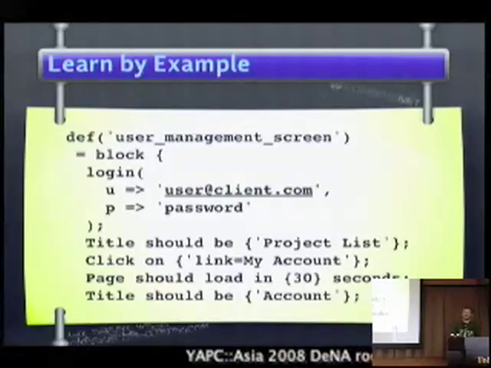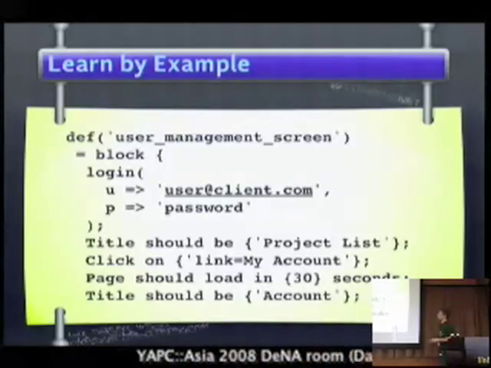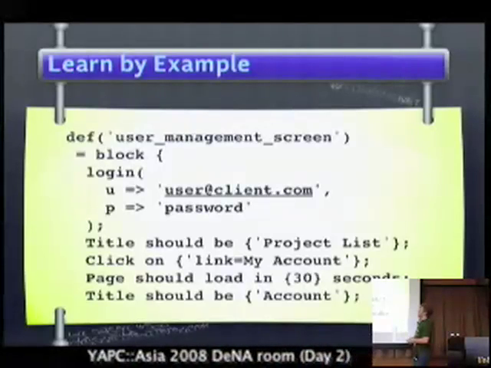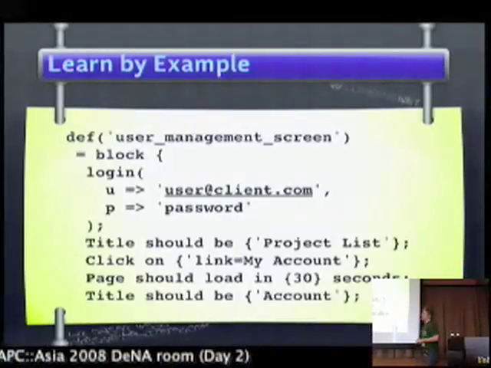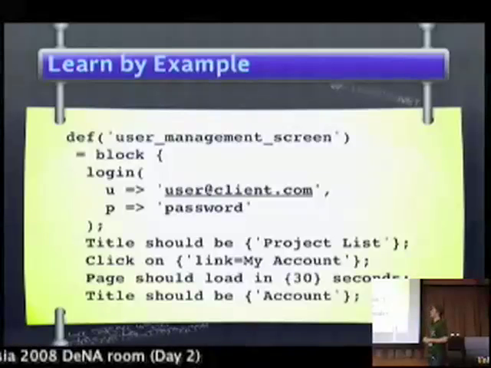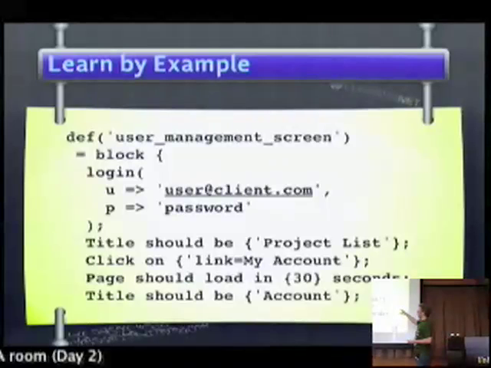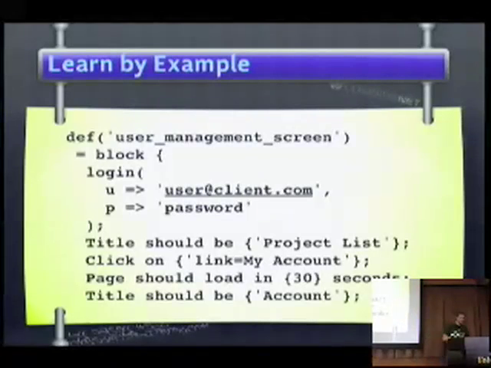Again, most of it can look a lot like the English we saw before. So the first thing we do is we call login, which is another macro, with two parameters, which we pass in, U for username, P for password. Then we check that the title should be project list. We click on my account, wait up to 30 seconds. Title should be account after that's finished.